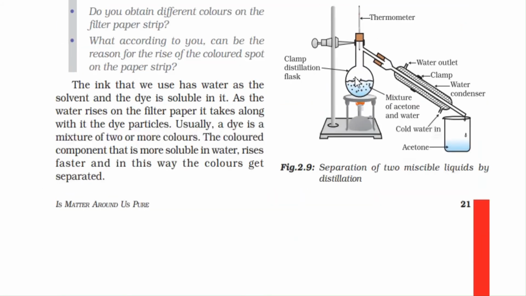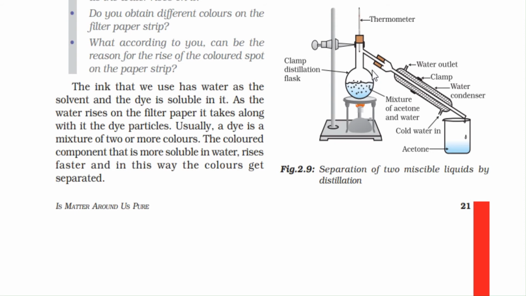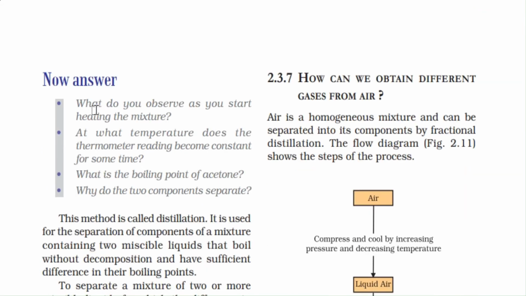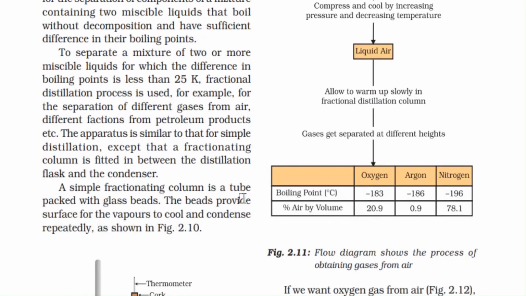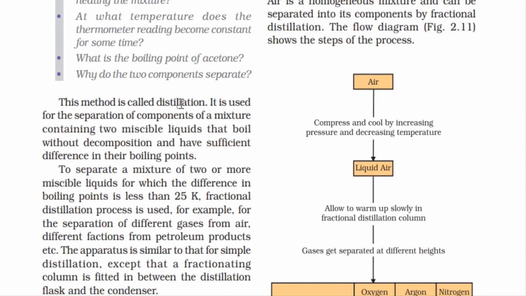In this way crude petroleum is also separated. So the questions arise here: what do you observe as you start heating the mixture? At what temperature does the thermometer reading become constant for some time? What is the boiling point of acetone? Why do the two components separate? These are the questions arising from the experiment. This method is called distillation. It is used for separation of components of mixtures containing two miscible liquids that boil without decomposition and have sufficient difference in their boiling points.